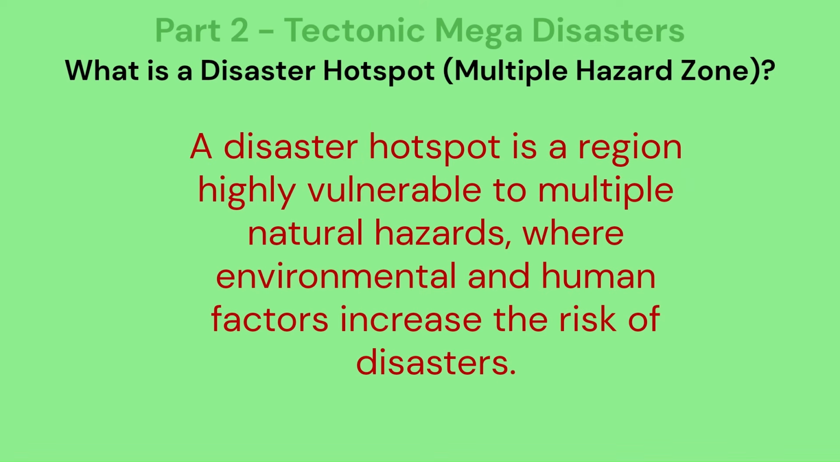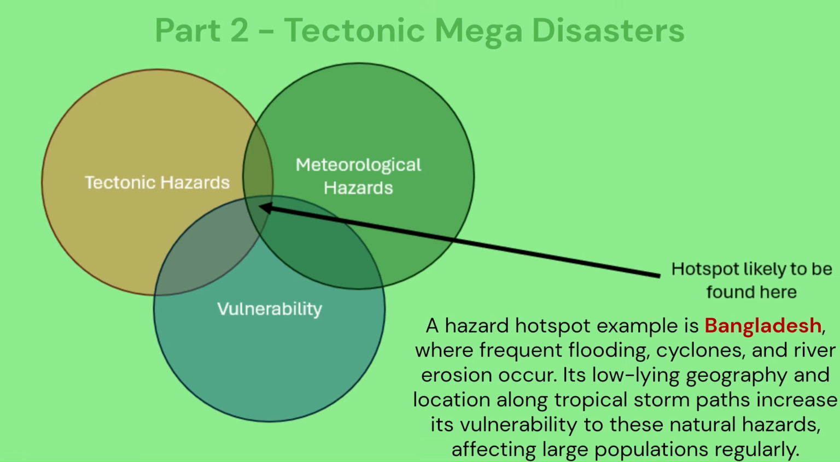Disaster hotspot is a key term to know. A disaster hotspot is a region highly vulnerable to multiple natural hazards, where environmental and human factors increase the risk of disasters. This diagram illustrates the features of a hazard hotspot and how they contribute. Once again, you can see that vulnerability is a factor. If you are unfamiliar with this, watch my Enquiry Question Two summary, where this is covered in more depth. A hazard hotspot example is Bangladesh, where frequent flooding, cyclones, and river erosion occur. Its low-lying geography and location along tropical storm paths increase its vulnerability to these natural hazards, affecting large populations regularly.